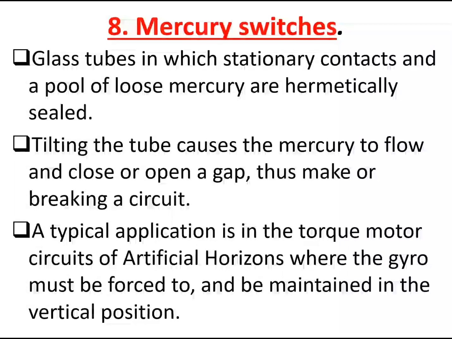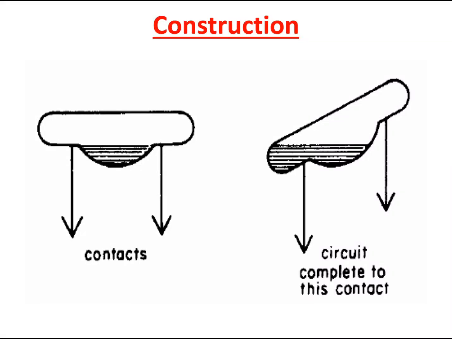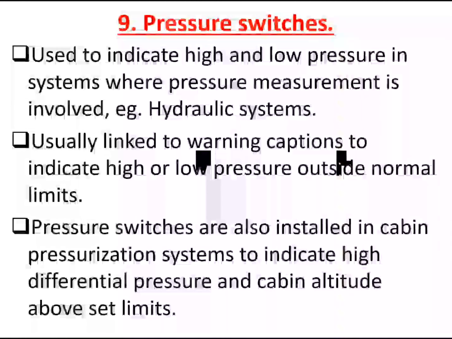Mercury switches are glass tubes in which stationary contacts and a pool of loose mercury are hermetically sealed. Tilting the tube causes the mercury to flow and close or open a gap, thus making or breaking a circuit. Typically, application is in torque motor circuits of artificial horizons where the gyro must be forced to and maintained in vertical position. And this is how it is, the contacts, and when it's moved the circuit completes to these contacts and there is current flow.